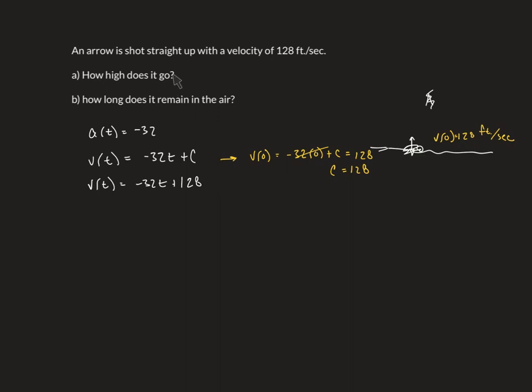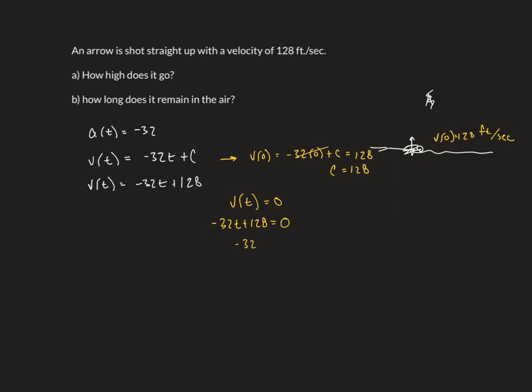So when I want to figure out how high it went, the first thing I should do is figure out at what time it's at its peak. And I can do that using my velocity function, because I have a velocity function now that I can use, and I can just say, when is my velocity 0? So when is negative 32t plus 128 equal to 0? And I just need to solve this now.